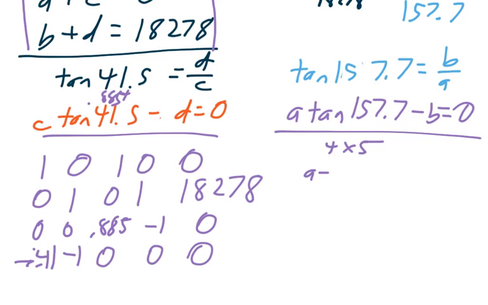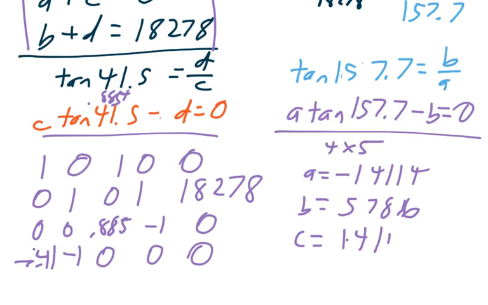So I got A equals negative 14,114. B equals 5,786, which makes sense because A is pointing to the left. I'm just going to round to the nearest number because these numbers are already huge. C equals 14,114. And D is 12,491.